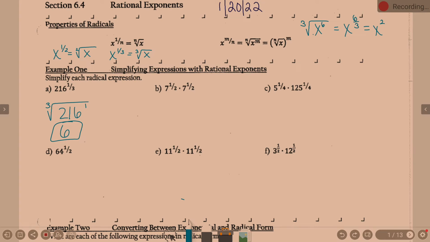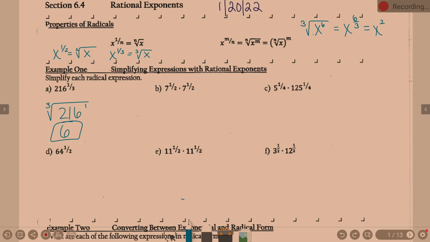Now, if you know how to type in a fraction exponent on your calculator, and there's a trick there depending on your calculator, you could technically type in 216 to the 1/3. However, then you're not knowing how to use the fraction exponent, and guess what? We're going to have some variables here eventually. So we need to know how to use them and what they mean. Okay, let's look at B, unless there were questions on A.